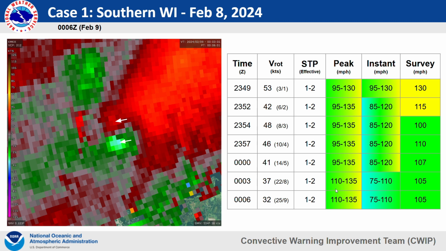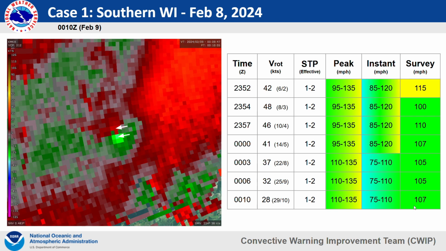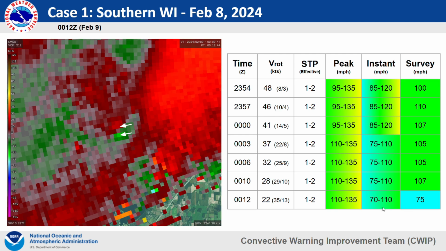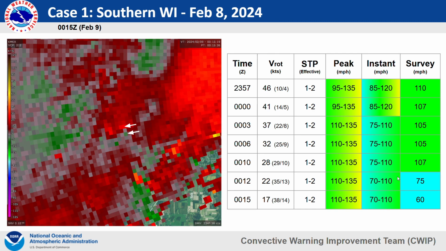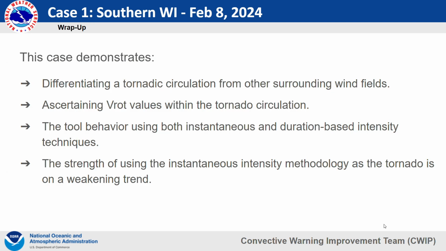And for the rest of the track, moving forward at 0006Z, VROT continues to fall. Our peak intensity hasn't changed. Instantaneous is still tracking well with what we saw with the survey. And it continues on at 0010Z. VROT values still hovering in that 25 to 39 knot bin. And they continue to fall even further as the tornado dissipates. And you'll see the instantaneous values are obviously tracking along much better with the survey versus what the peak would have given us. So the peak kind of plateaued out, obviously, because VROT wasn't increasing anymore, and we'd already maxed out our duration. So the instantaneous tracked better with the survey at the end of the path.